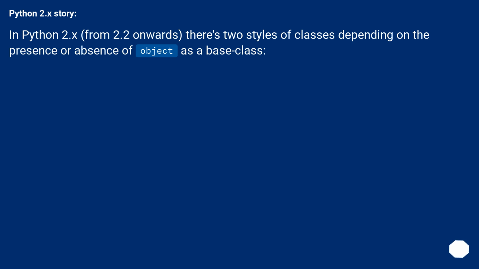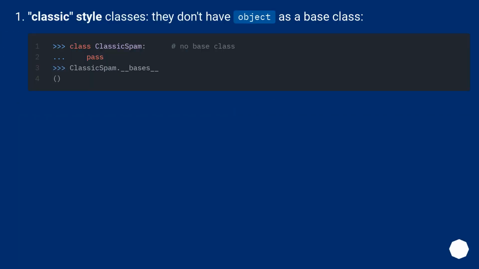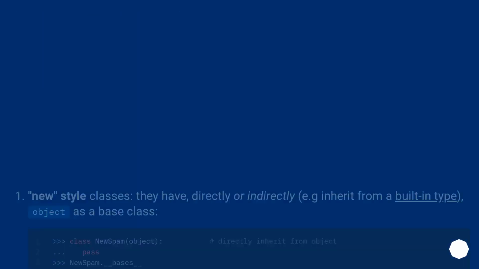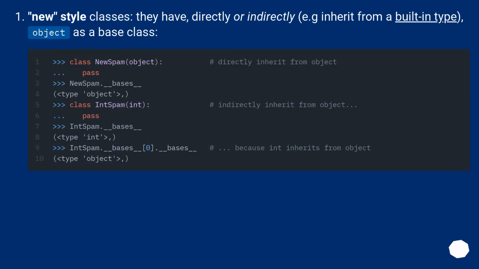Python 2.x story. In Python 2.x, from 2.2 onwards, there are two styles of classes depending on the presence or absence of object as a base class. Classic style classes don't have object as a base class. New style classes have, directly or indirectly, e.g. inheriting from a built-in type, object as a base class.